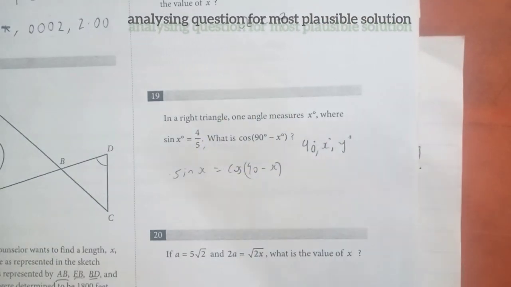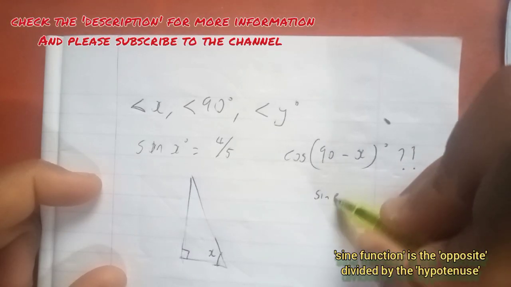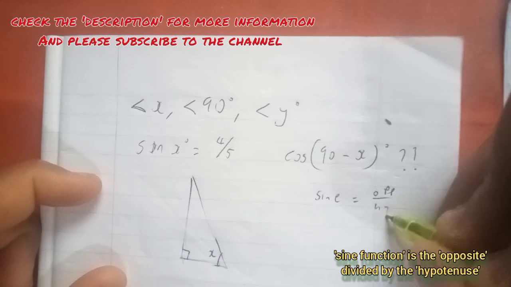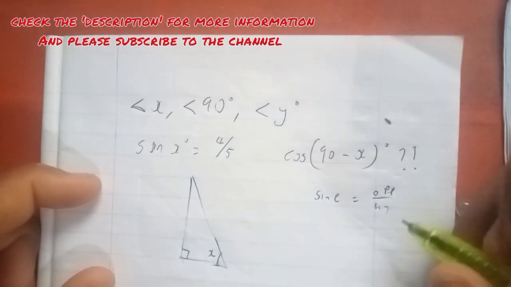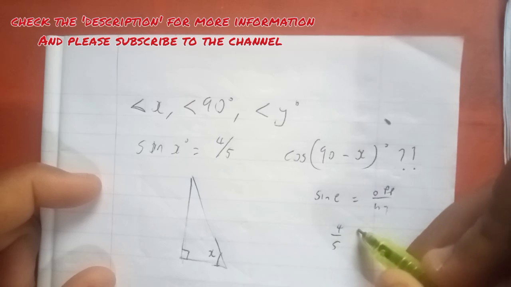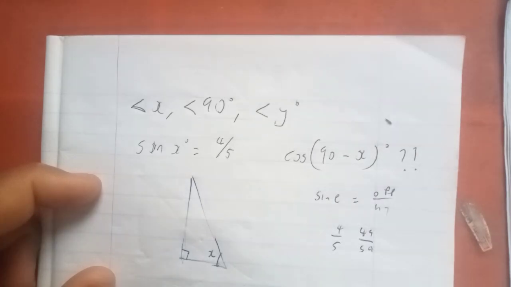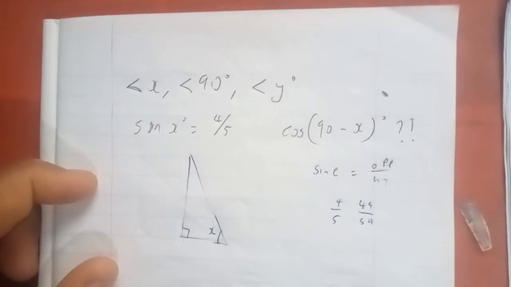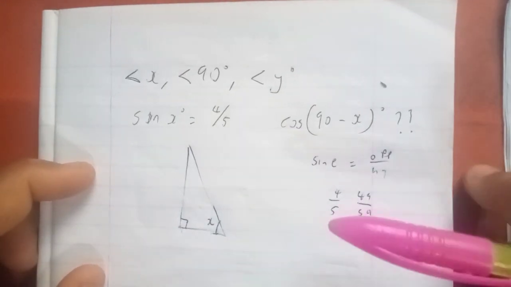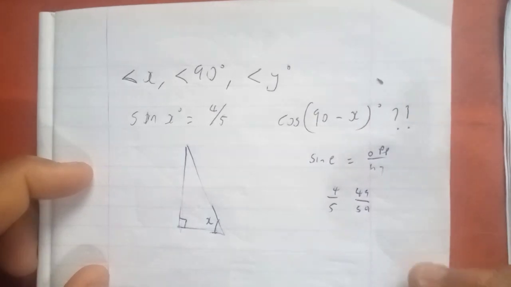But let's prove it. The sine function is equal to opposite over hypotenuse, so they are in the same ratio. If sine x is 4/5, that means the opposite can be represented as 4a and the hypotenuse as 5a, because they do not tell us that the opposite is directly 4 or the hypotenuse is directly 5. We know that the ratio of the opposite and the hypotenuse must be 4/5.